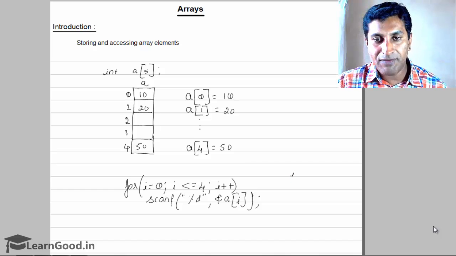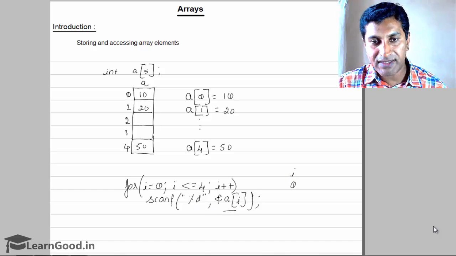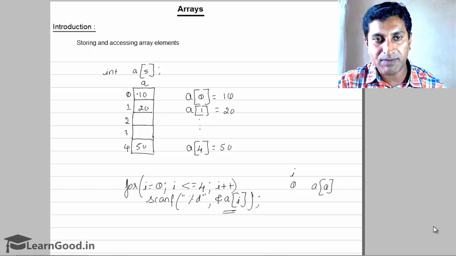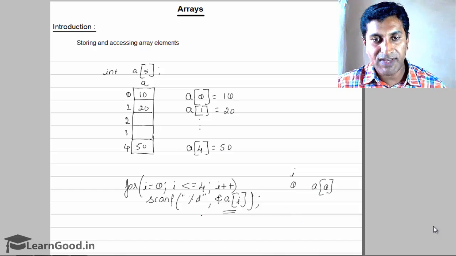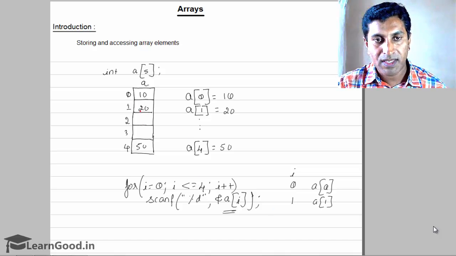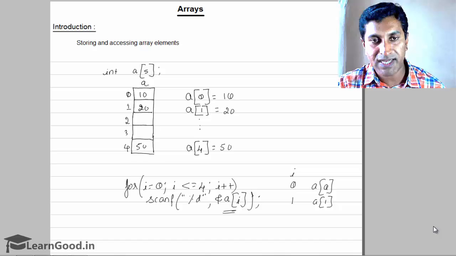So the first time the i value will be 0, so it will take this as A of 0. That means if I give 10, the 10 will be stored in that first location. Same way, next it goes back, the i value is going to be 1 and it is going to take this as ampersand of A of 1. If I give 20, then 20 will be stored in the second position.